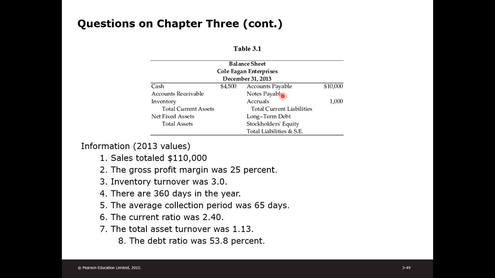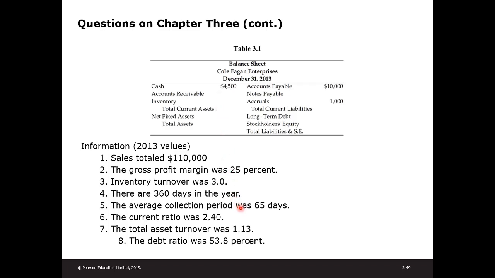We want to calculate the notes payable, but we only have the accounts payable and the accruals, and we don't have the total current liabilities. So in order to calculate the current liabilities, we can do that using the current ratio we have here. But in order to use it, we have first to calculate the total current assets. But in order to calculate the total current assets, we must have the accounts receivable. So how can we calculate the accounts receivable from this data?